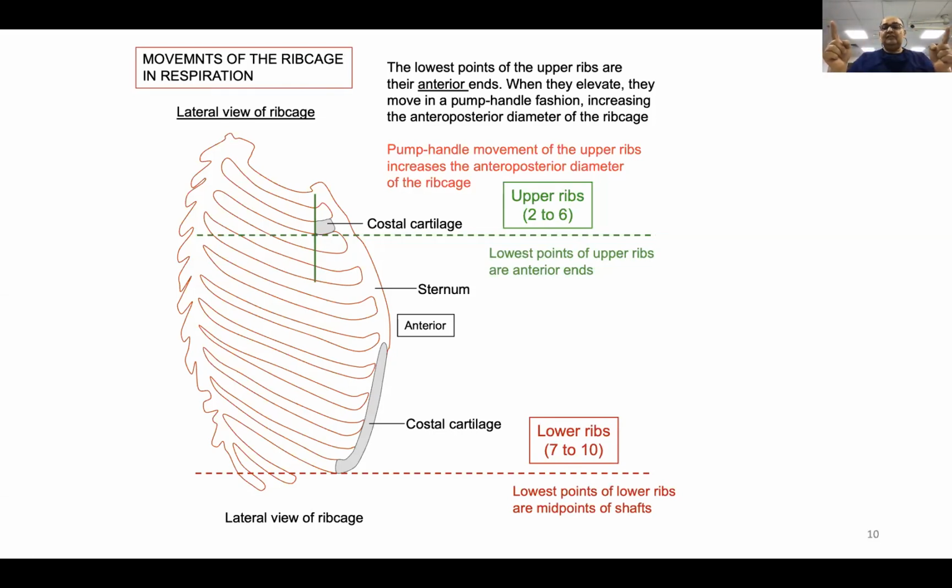So this width, transverse and anterior posterior. So different ribs are contributing. This is the red line. Then the bucket handle movement of the lower ribs increases the transverse diameter. How is it happening? Shortly I'll be showing it to you.